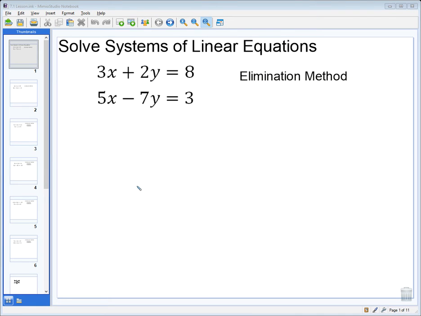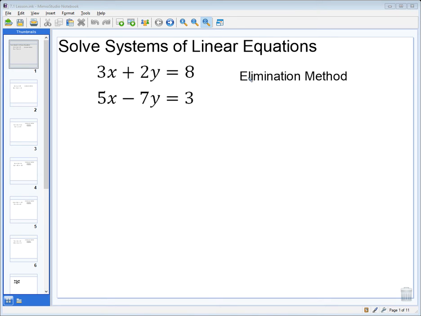All right, welcome back. Today we're going to be solving systems of linear equations. I'm going to be showing you two different methods. The first method will be the elimination method. So we start out with 3x plus 2y equals 8 and 5x minus 7y equals 3.